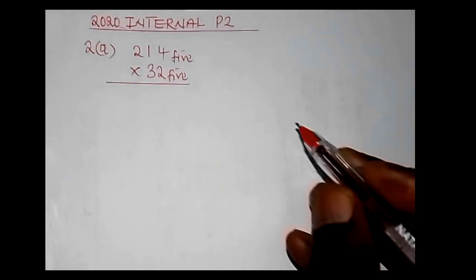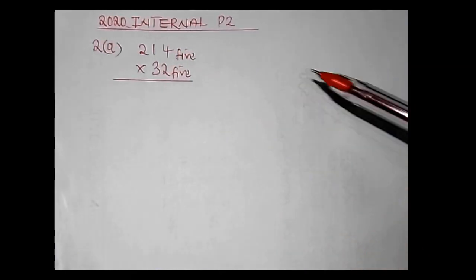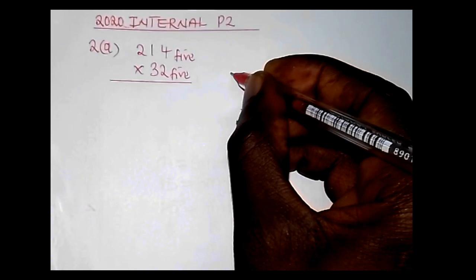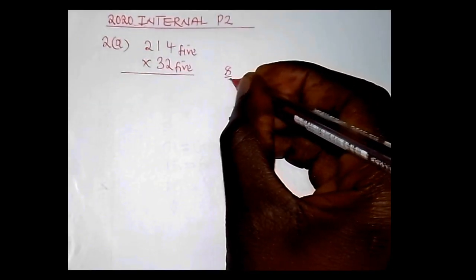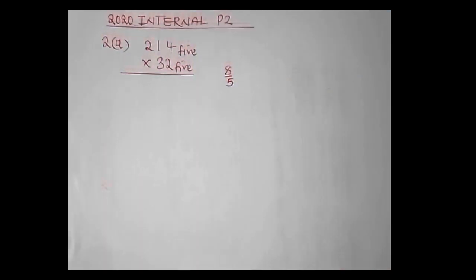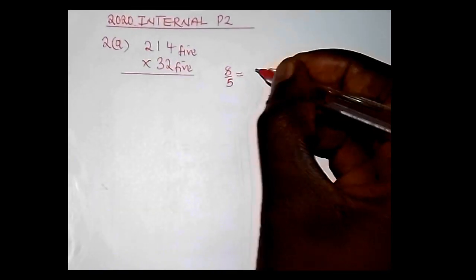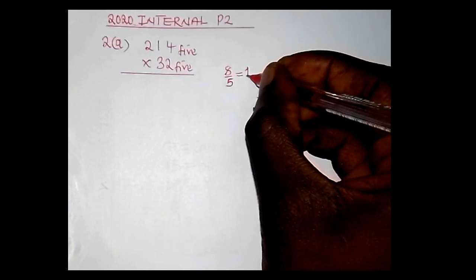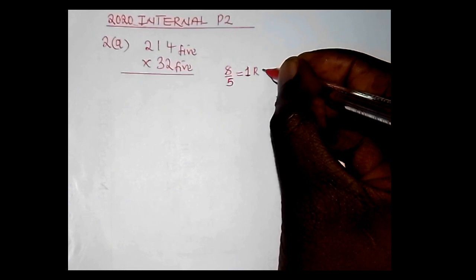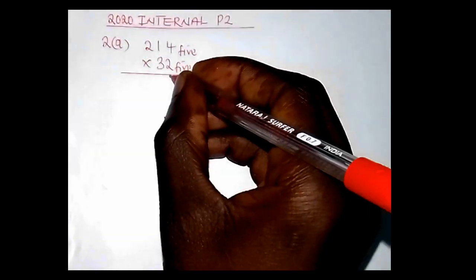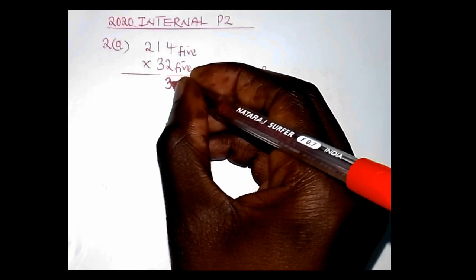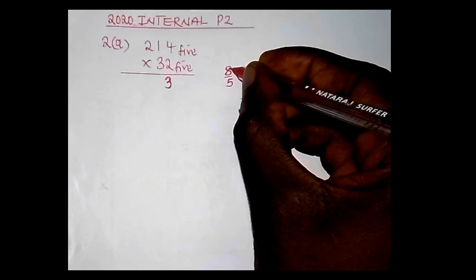So we'll start with the first one. What is 2 times 4? 2 times 4 gives 8. Now 8 is more than the base, so we have to divide 8 by 5. It goes there once and the remainder is 3. So what do we write? We write the remainder, 3. We're going to have a 3 there.